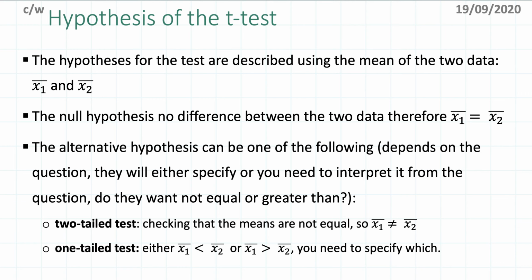So the alternative will depend on whether you want just to test whether they're equal or not equal, or whether you want to test that one is more than the other. But the null hypothesis is always the same, that they are equal, the mean. So we're always talking about the mean.